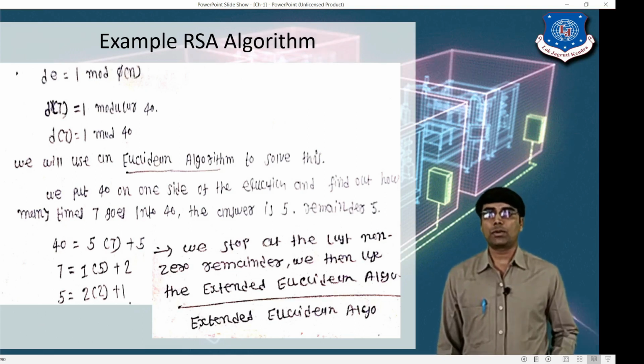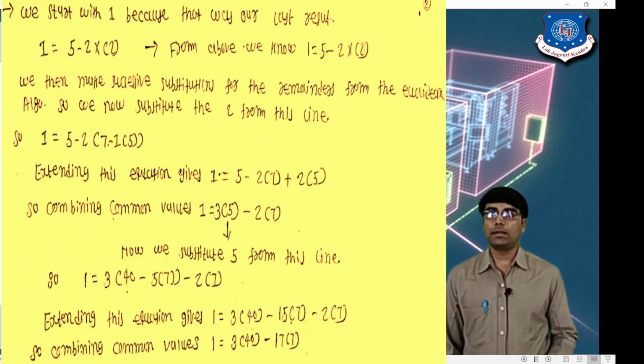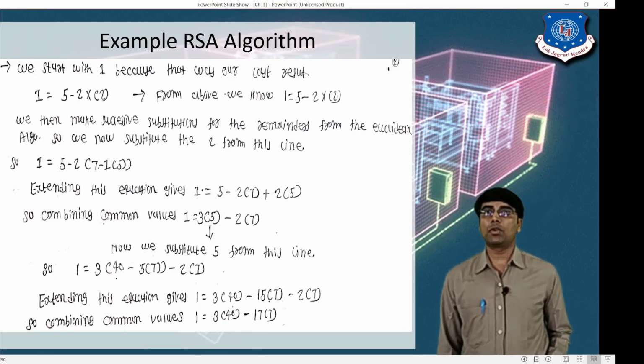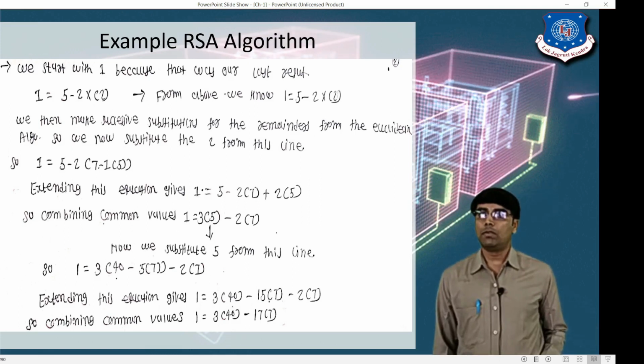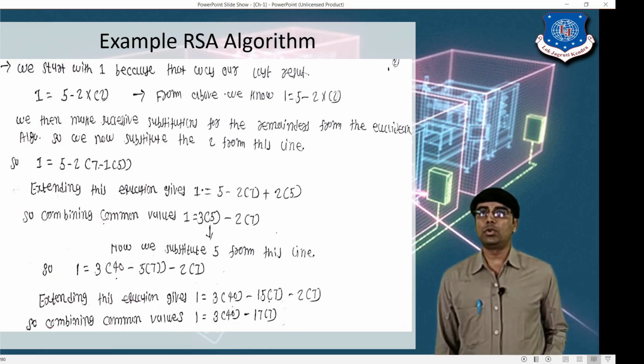So we then use the extended Euclidean algorithm to solve this. Let's see how to perform the extended Euclidean algorithm. First we start with the 1 because that was our first result, right? In the previous result we got 1 equals 5 minus 2 times 2. From above we know 1 equals 5 minus 2 times 2, right? So we will use the same equation. Now we will substitute the value of 2 here.